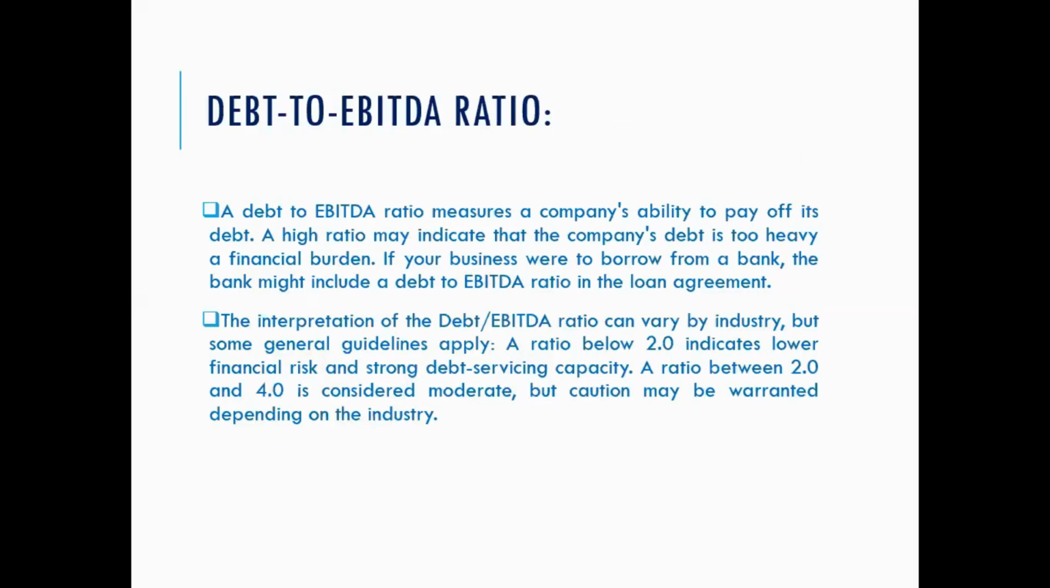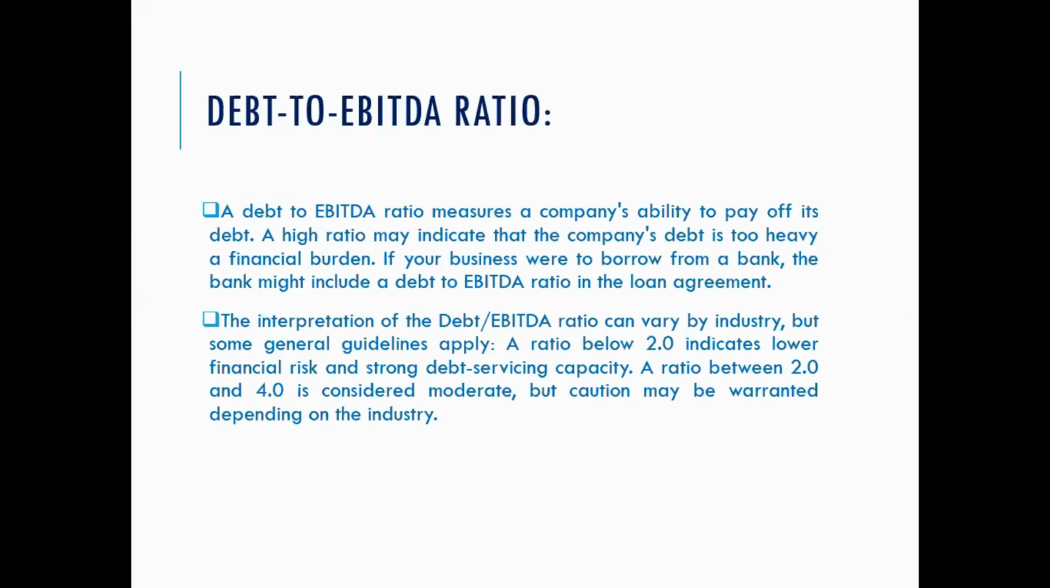Debt to EBITDA ratio. The debt to EBITDA ratio measures a company's ability to pay off its debt. A high ratio may indicate that the company's debt is too heavy a financial burden. If our business were to borrow from a bank, the bank might include a debt to EBITDA ratio in our loan agreement.